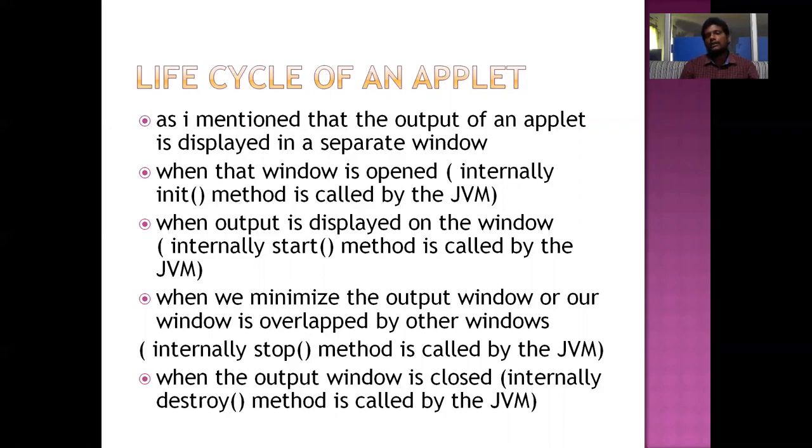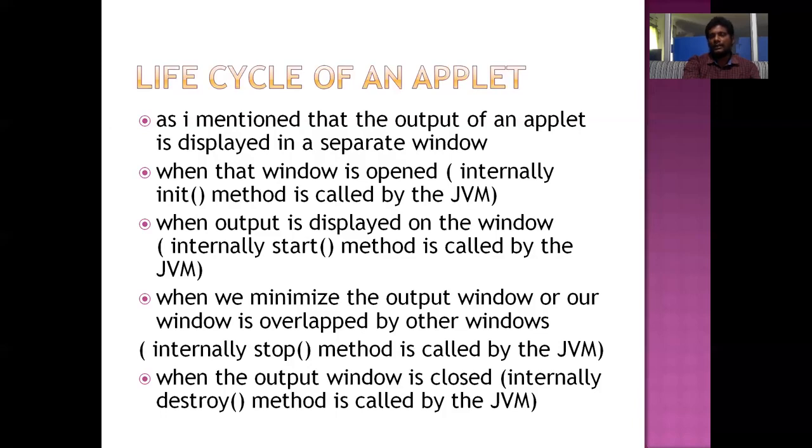And if we want to close that window, we can close it by clicking on the close button. If we close that output window, JVM internally calls the destroy method. So that is why we mentioned in the differences that the life cycle of an applet ends with the destroy method. Okay, so these are the 4 methods: init, start, stop, and destroy.